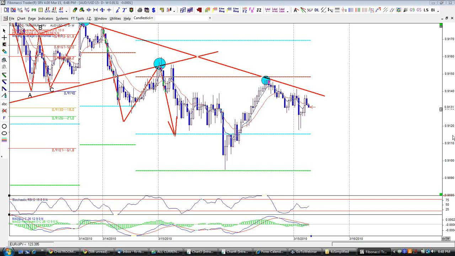The question is, what is CF? CF stands just for candlestick formation. Any candlestick formation.